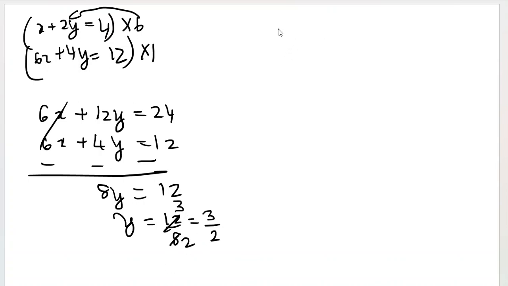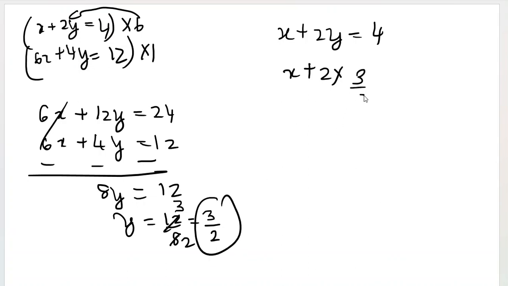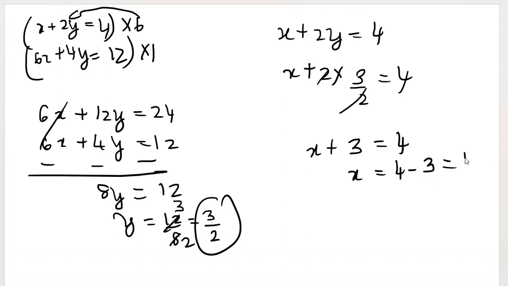Similarly, now to find x, we would use x plus 2y equal to 4, and instead of y, we put this value 3 upon 2. 2 times 3 by 2 gives 3, so we get x plus 3 equal to 4, and x is 4 minus 3, which is 1. So therefore the point C is actually: the value of x in this case is 1 and the value of y in this case is 3 upon 2. So we have actually found the boundary point.